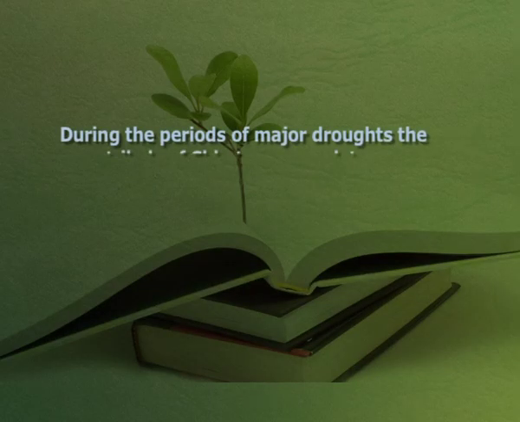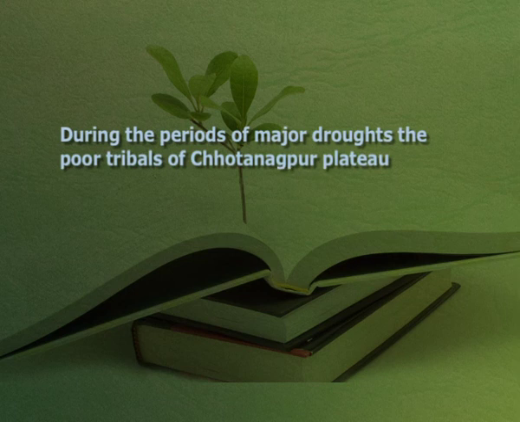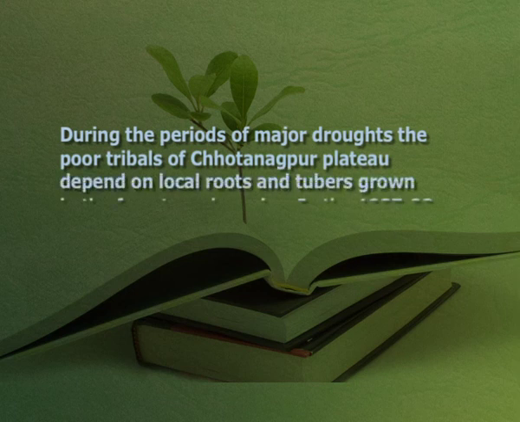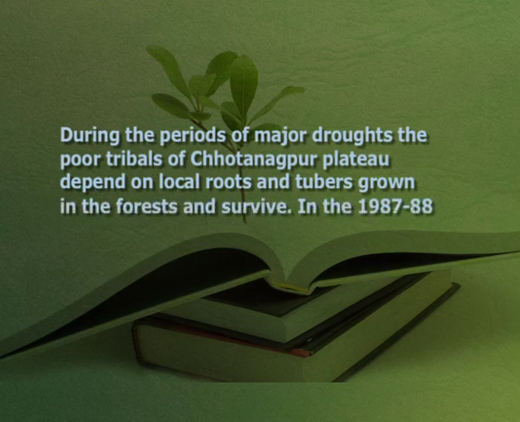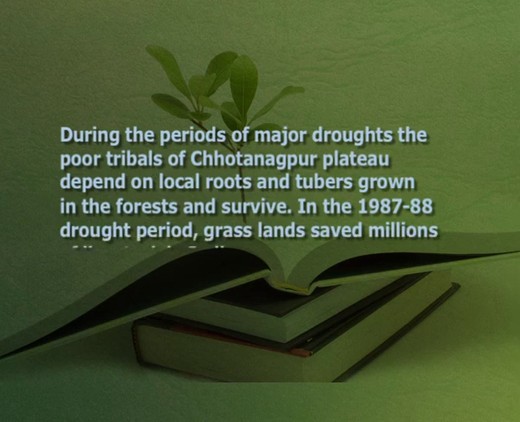Finally, CPRs can provide livelihood support and resilience when the regular crop or other forms of income fail due to droughts, floods, earthquakes, etc. During the periods of major droughts, the poor tribals of Chota Nagpur Plateau depend on local roots and tubers grown in the forest and survive. In the 1987-88 drought period, grasslands saved millions of livestock in India.